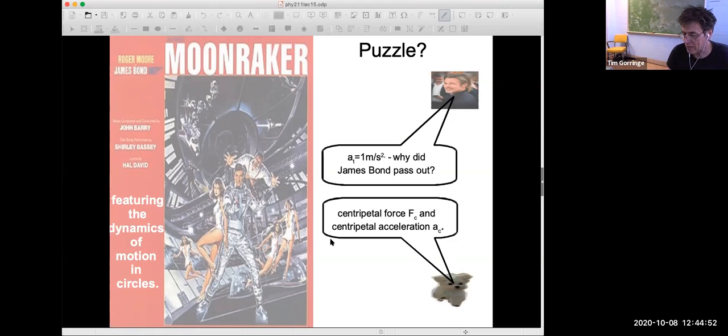And the answer is that tangential acceleration is not the only acceleration that's lurking beneath the circular motion of James Bond in the centrifuge, or beneath any circular motion of anything moving in a circle. There's actually another acceleration, we call it centripetal acceleration, and we denote it A with a subscript C, and there's a corresponding force with it that we call the centripetal force, F with a subscript C. And so this leads us into centripetal acceleration and centripetal force. These are the reasons James Bond passed out in the centrifuge.